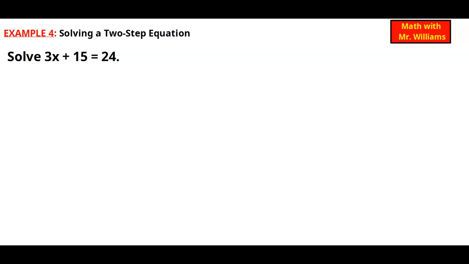Math with Mr. Williams, example 4, solving a two-step equation. Solve 3x plus 15 equals 24. So let's go ahead and rewrite our equation. So we have 3x plus 15 equals 24. Let's draw our line of equality.